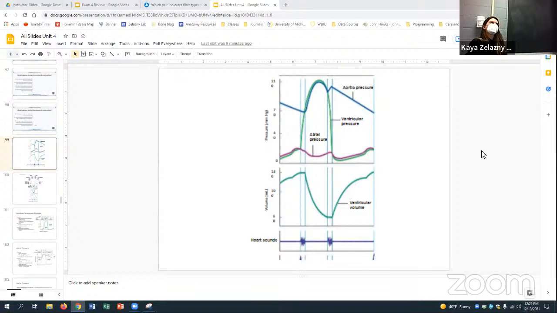We went more in depth with the other systems than we did with the heart. I think of the systems, I would say GI is easiest and most surface level. We do go pretty in detail in respiratory specifically.